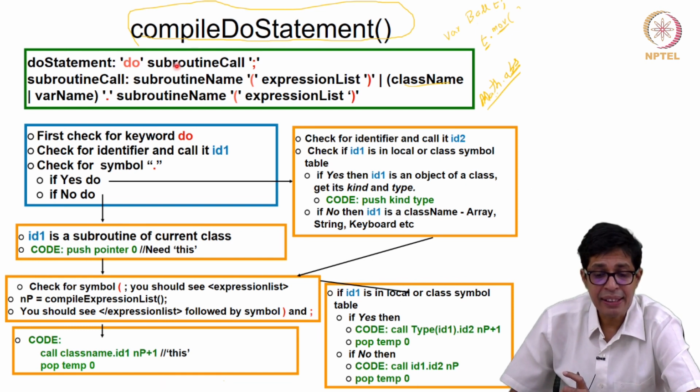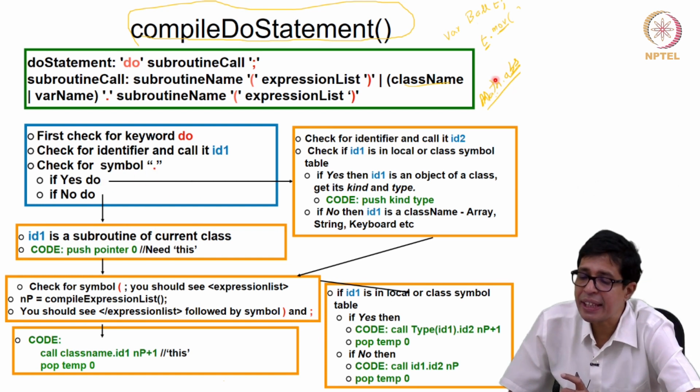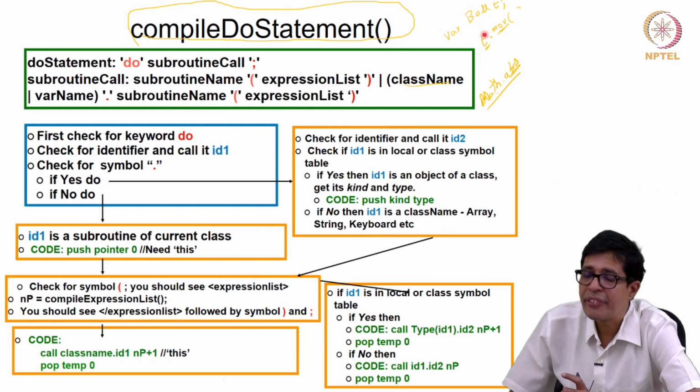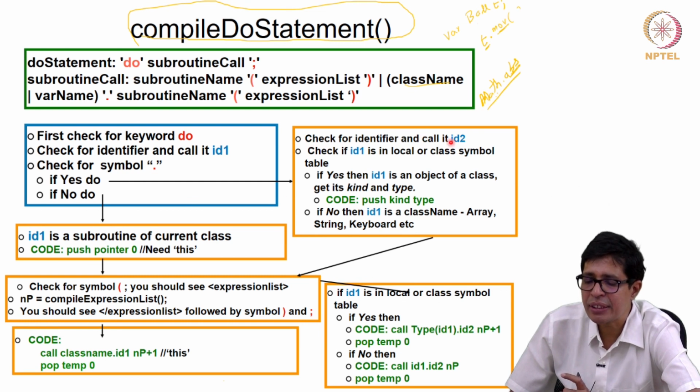Now let us look at if there is a dot. This is the second part, that is, I am either getting math.abs or say t.move, whatever. Now I will check for the identifier and call it id2. id1 will be the class name or var name, and id2 will be the subroutine name now, because I see a dot here, so I am in the second part of this rule. So now check if id1 is in the local subroutine symbol table or in the class symbol table.